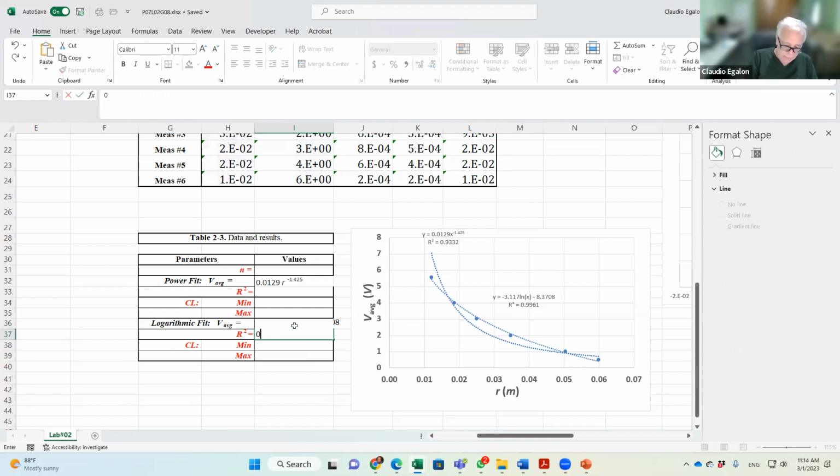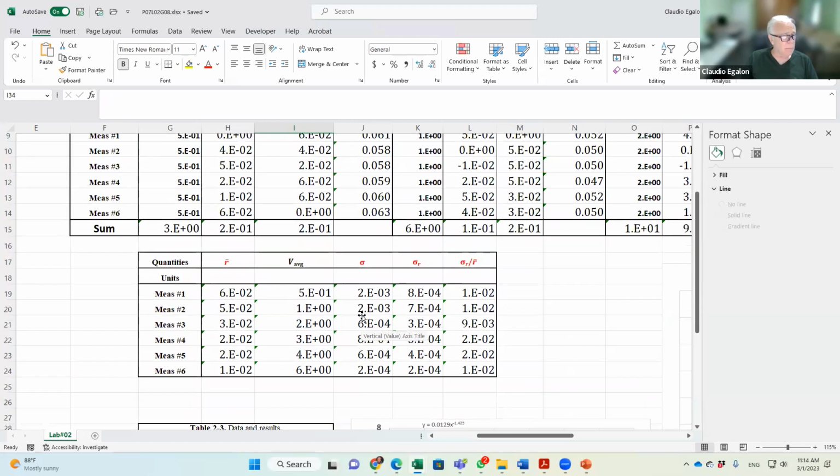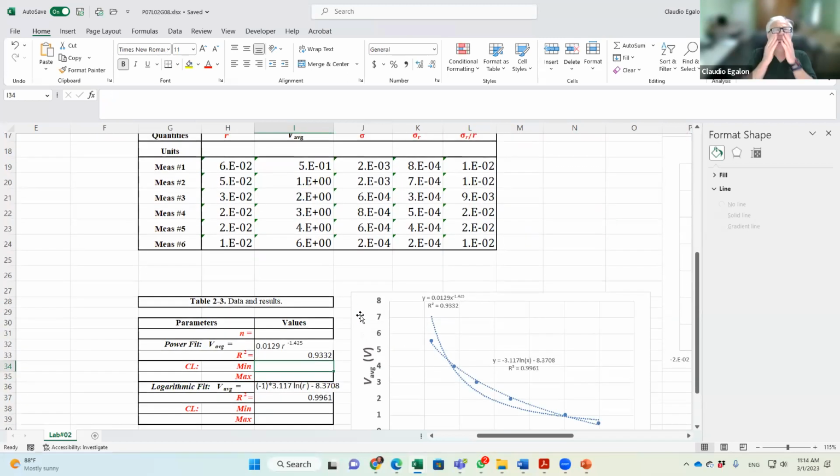R squared 0.9961, right? The other one is 0.9332. Okay. Any more questions? 11:15 right now. We have 45 more minutes to go. What I want to do, if there's no question about this lab, just prepare it.